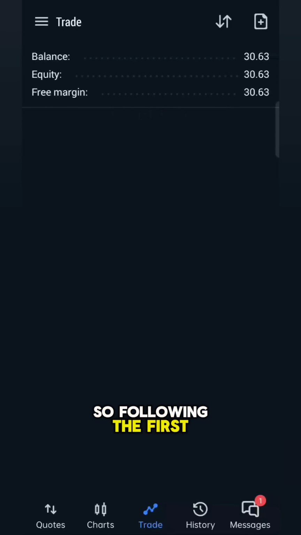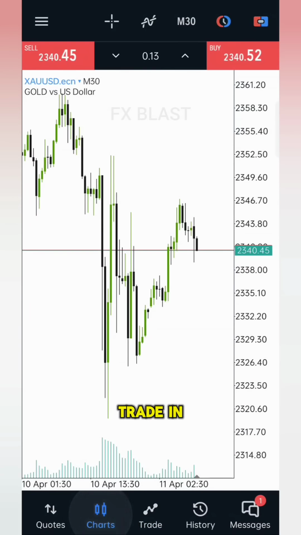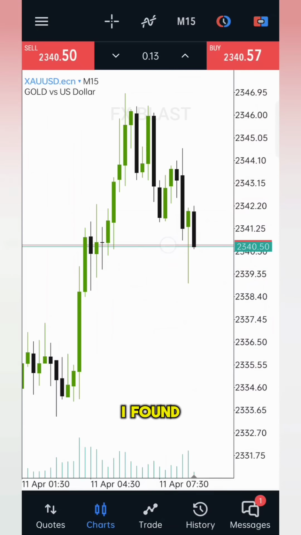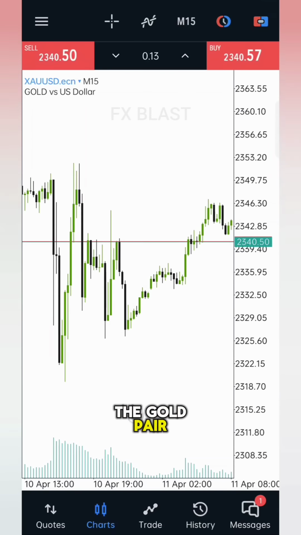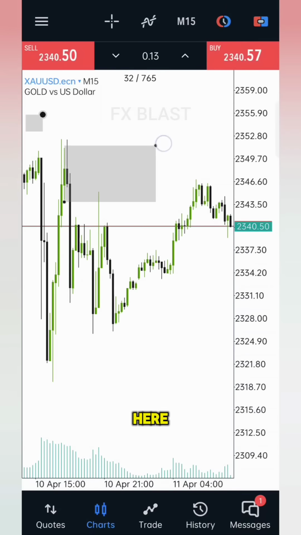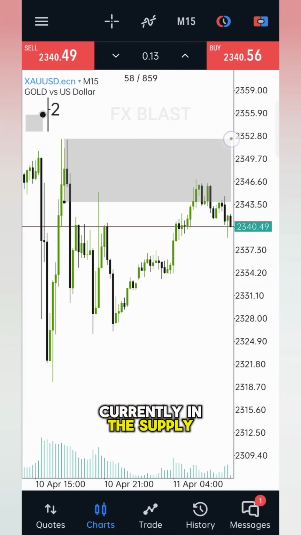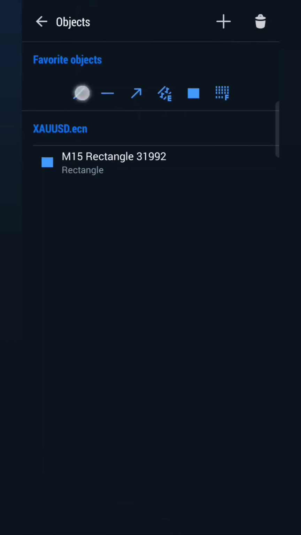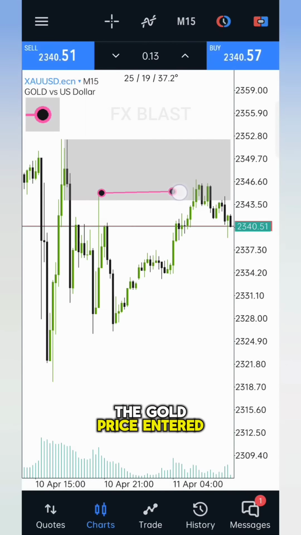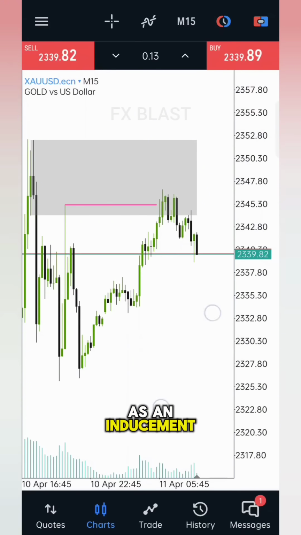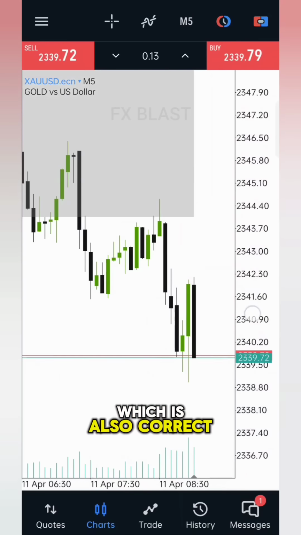So, following the first trade, I made my second trade in this account, and the current balance is now $30. I found a second trading opportunity in the gold pair. As you can see here, the gold price is currently in the supply zone area. The gold price entered the supply zone after sweeping the most recent high liquidity, which many traders describe as an inducement in smart money trading, which is also correct.